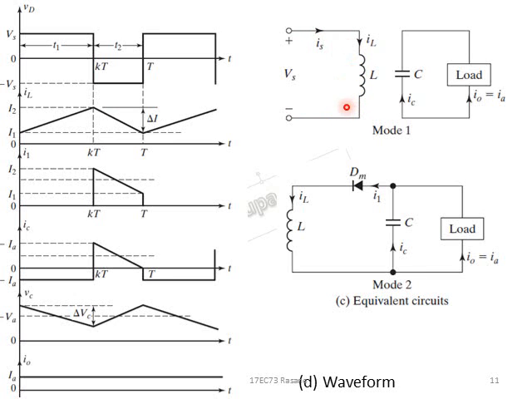The supply voltage will be plus minus Vs, that is the input supply. The diode is not in the picture because the diode is off in T1, that is in mode 1, and hence there is no diode current flowing during T1. The capacitor is connected to the load, and we are assuming that the load current is constant, equal to I.